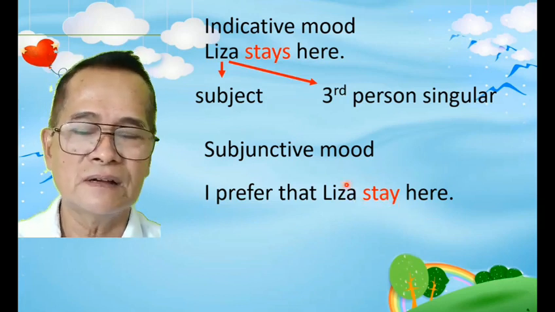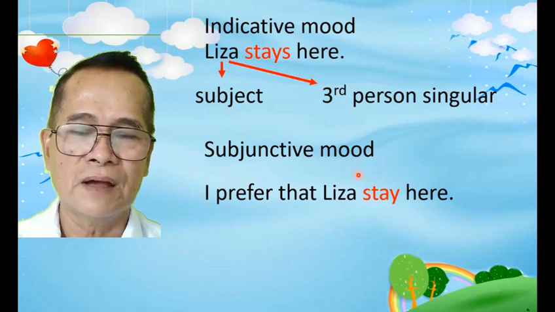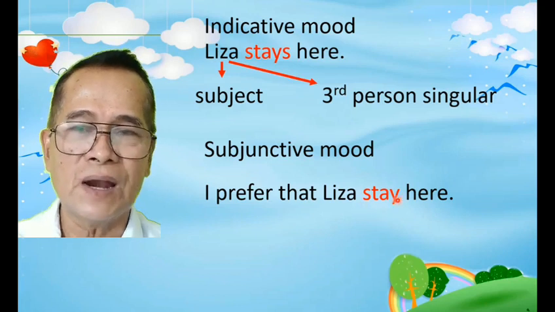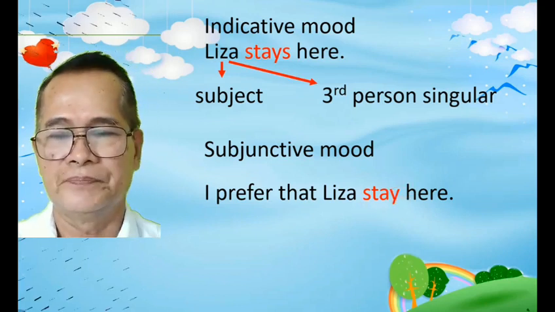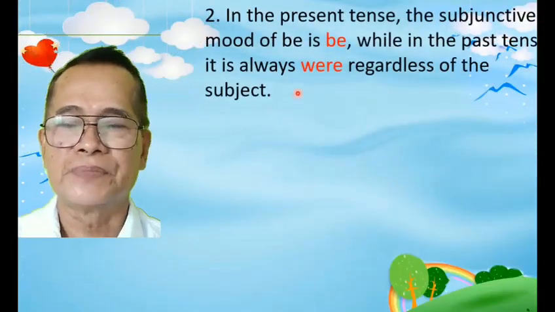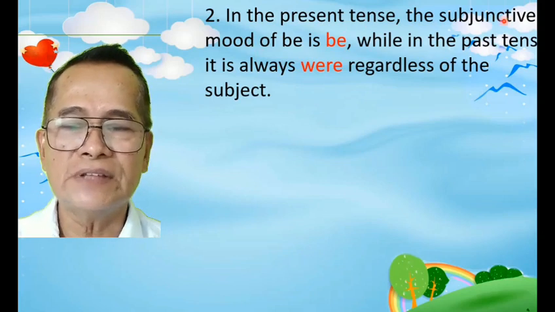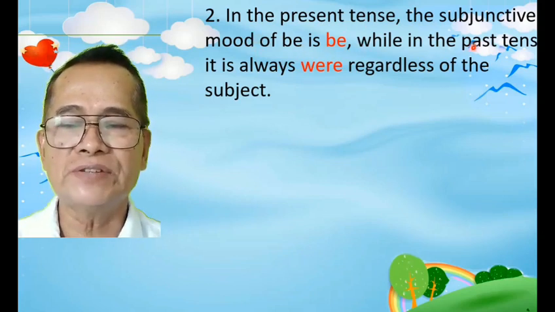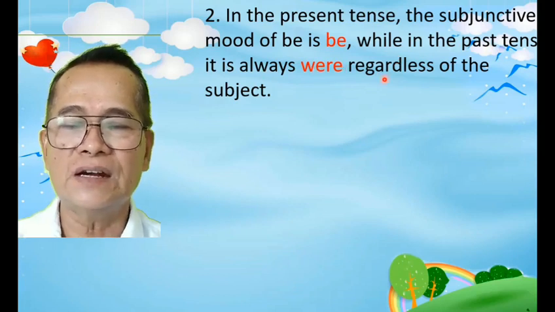Sa ibang person, second person or first person, hindi nagbabago dito ang verb. But in the third person, palaging nawawala ang S or ES. Now, number two, in the present tense, the subjunctive mood of be is also be. While in the past tense, it is always were, regardless of the subject.